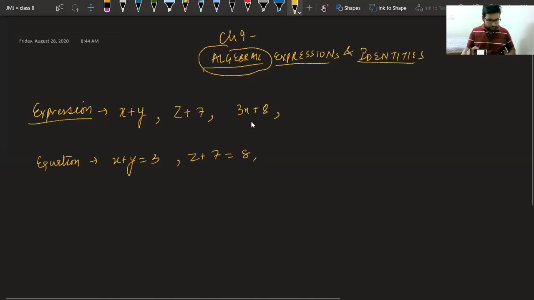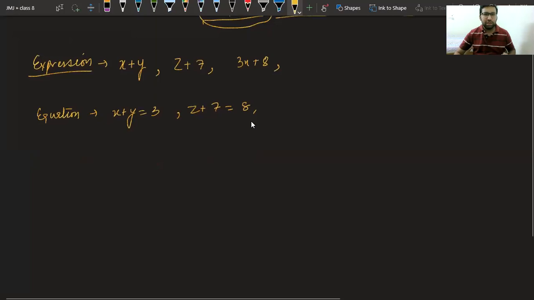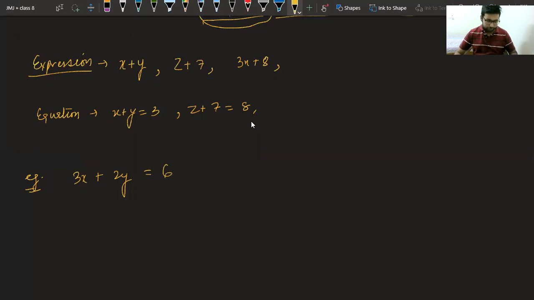Now what do we have? Okay, we all have done this thing, terms, factors and coefficients. Just a revision. Tell me how many terms are there in this example. I'm giving you example. 3x plus 2y is equal to 6. How many terms are there? This is a term, this is a term, and this is a term.